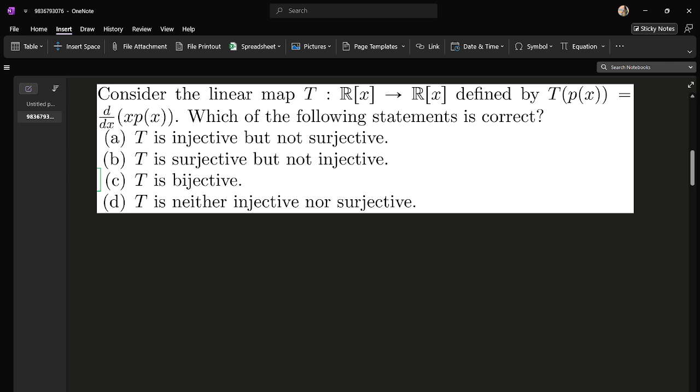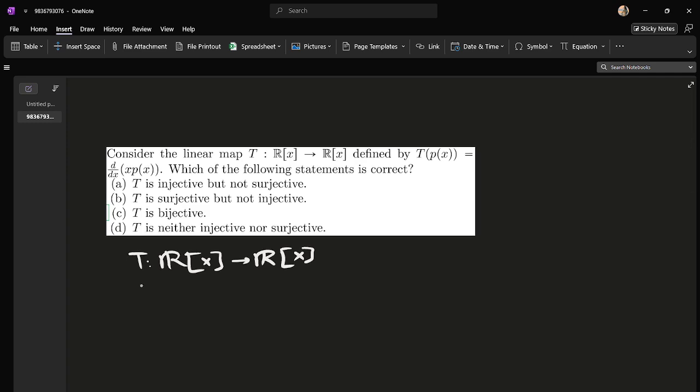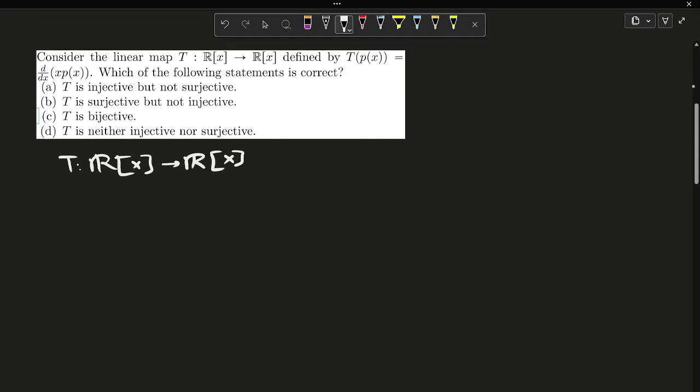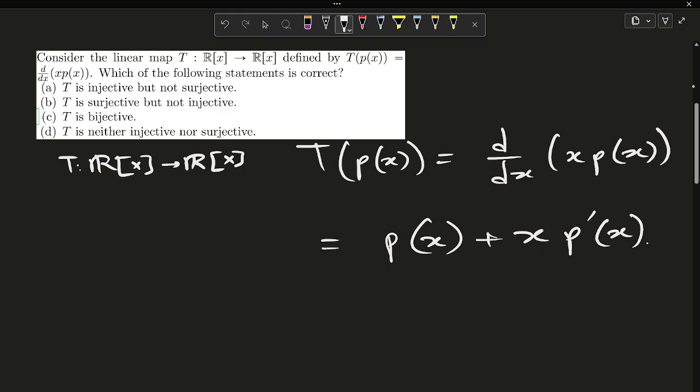So what can be done? We are tasked with analyzing the linear map T from R[x] to R[x], which is defined by T of p(x) equals d/dx of x p(x). And that is p(x) plus x into p'(x). So our T of p(x) is this.